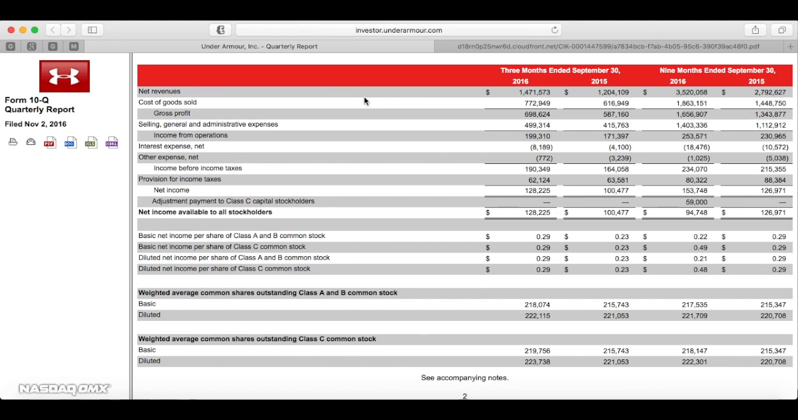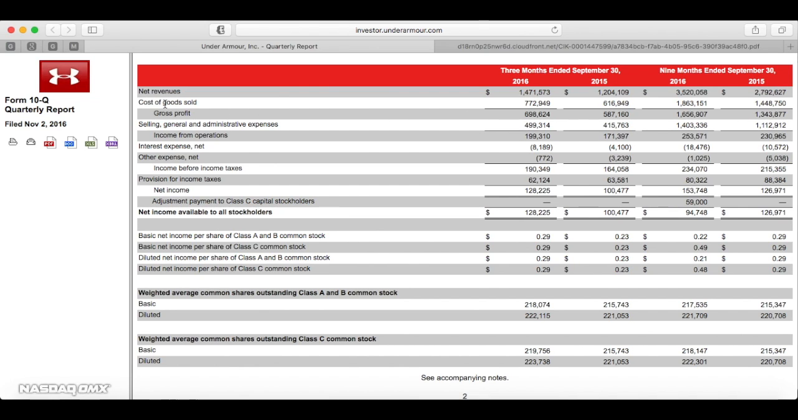So Under Armour's business is really fairly simple. And so they have these net revenues. And this is the revenue Under Armour brought in for the last 3 months. They brought in $1.4 billion in the most recent quarter. And you can compare that to the prior quarter here where they brought in $1.2 billion. Over the last 9 months, you've noticed they brought in $3.5 billion compared to, we'll call it, $2.8 billion.